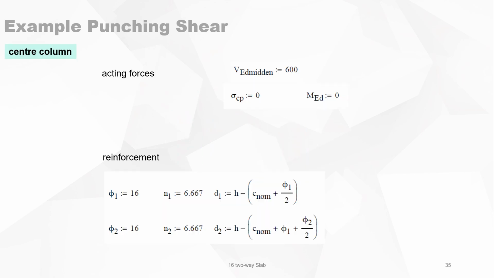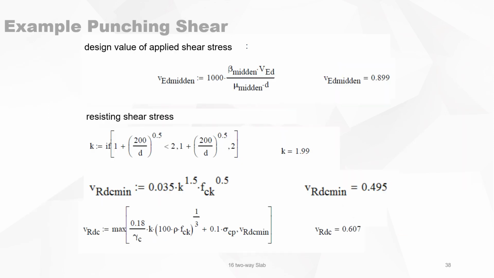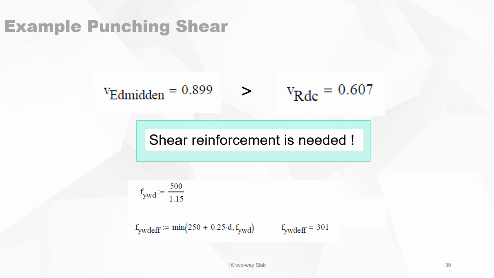The center column, the same procedure for the center column. The center column has, of course, a first perimeter that looks like the little drawing there. And again, we check the shear stress resistance of the concrete alone. We know that 0.607 is the resistance, and the applied shear stress is 0.899, so shear reinforcement is needed.